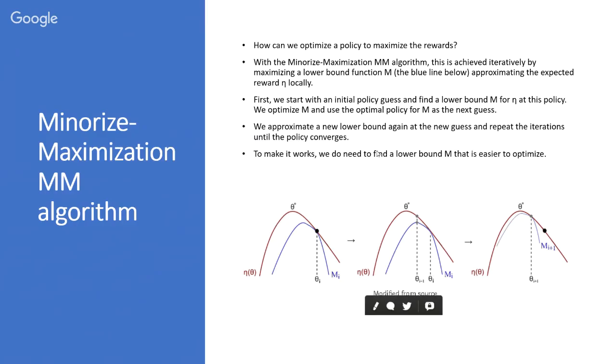The min-max algorithm. How can we optimize a policy to maximize the rewards? With the min-max algorithm, this is achieved iteratively by maximizing a lower bound function M, the blue line below, approximating the expected reward η locally. First, we start off with an initial policy guess and find the lower bound M for η. Then we optimize M and use the optimal policy for M as the next guess. We approximate the new lower bound again, make a new guess, and repeat the iterations until the policy converges. To make it work, we need to find a lower bound M that is easier to optimize.